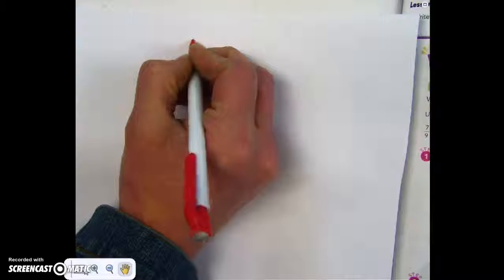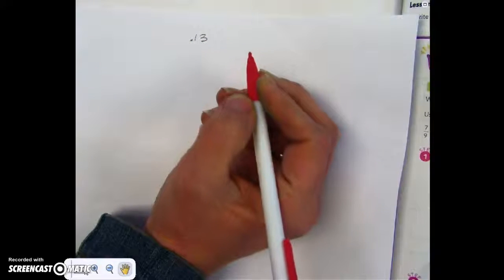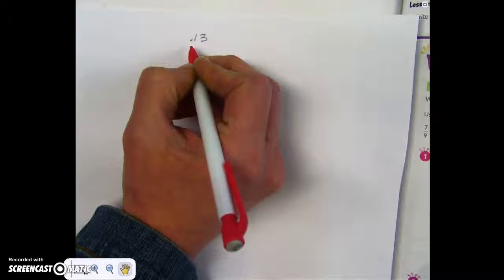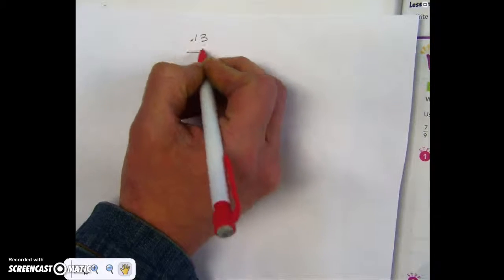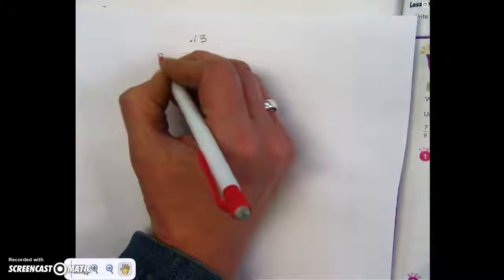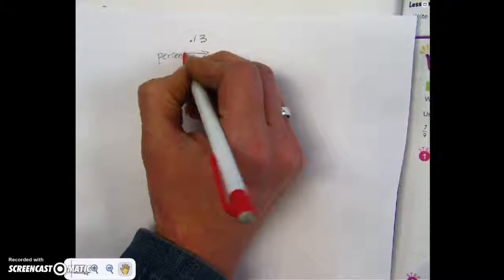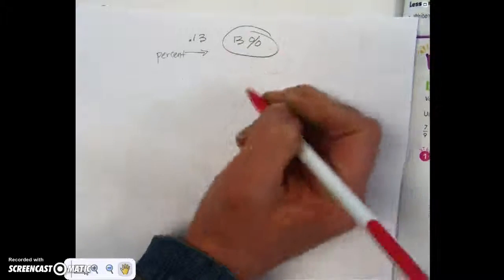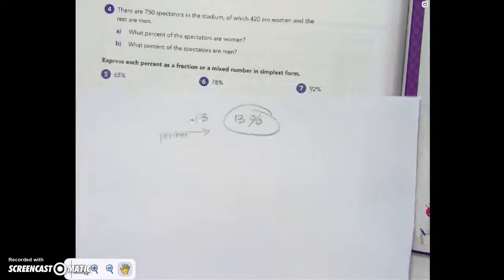I think the division problem was having 0.13, and in order to move that to a percentage, you would just move your decimal place 2 places to the right. So that would be 13%, and that's your answer. So now we're going to go down to number 5.